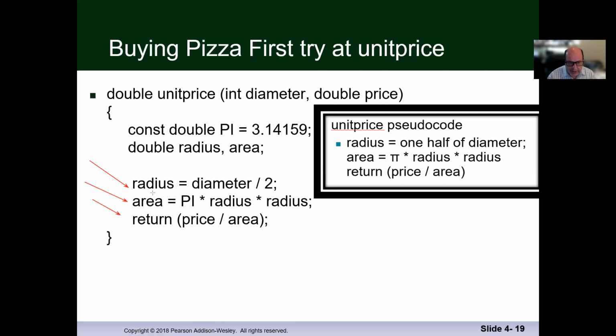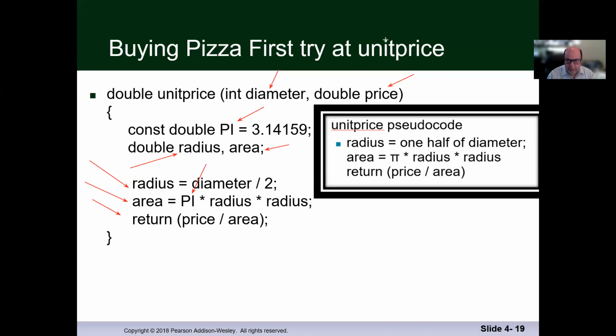I need radius, so I have to declare radius inside here. I need diameter. Diameter is coming in as a parameter. I need pi. I can declare pi as a constant inside here, or a global constant. And radius, we already have it defined. And then area, I need the area, and area is declared internally. And when I divide price by area, the price is coming in as a parameter, and area is being calculated here. And I'm going to return this.